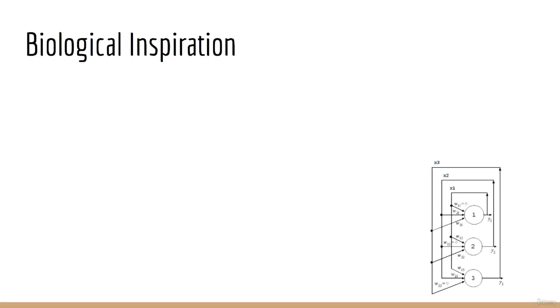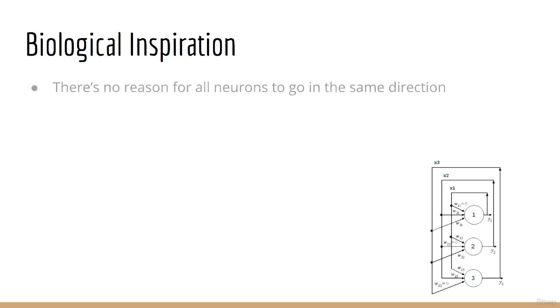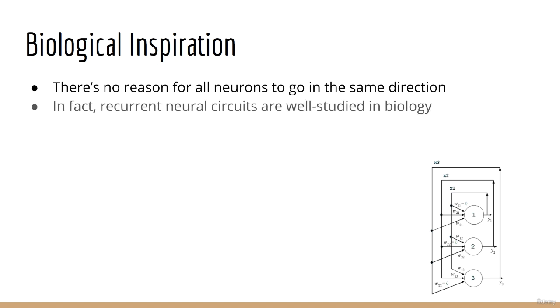At this point, we are going to briefly go back to the biological inspiration for neural networks. Recall earlier when we talked about how neurons are organized in the brain. We can imagine that there's no reason for the neurons in your brain to all go in one direction. In fact, recurrent circuits in the brain have been well studied in biology. The idea that neurons can connect in a loop goes back decades, and personally, I find this topic very interesting.